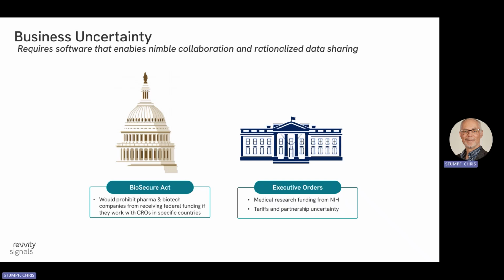Additionally, a new presidential administration has issued several executive orders affecting NIH funding and tariffs, creating further uncertainty about partnerships. So given these factors, scientific complexity and business uncertainty, a next-generation informatics solution also needs to enable nimble collaboration and rationalize data sharing, because sponsors are going to need to be able to pivot between partners. And despite the differences between CRO partners and sponsors, sponsors are going to need to be able to efficiently exchange data with their CRO partners.